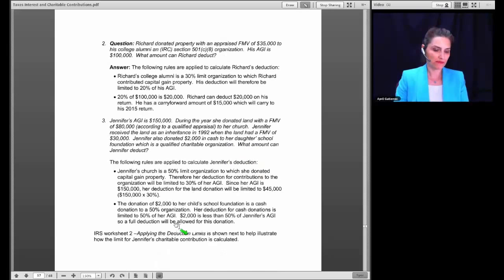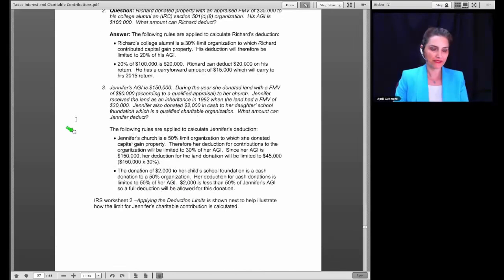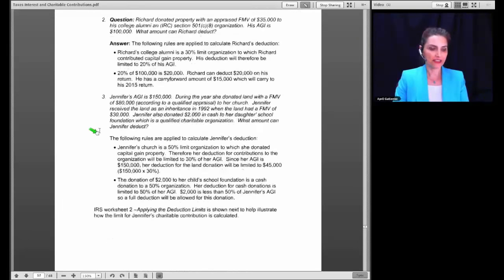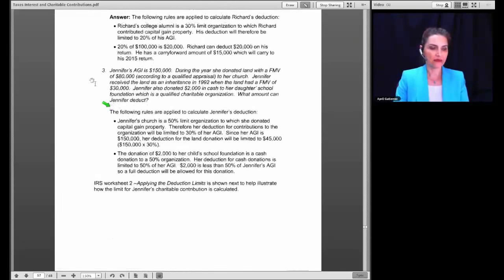So if we flip in the manual to page 57, I've got answers to all three of these group exercises. And let's take a look at number 3 and talk it through a little. And then I've actually gone ahead and filled out some worksheets that we use to compute the allowable deduction. And we'll see how those work.